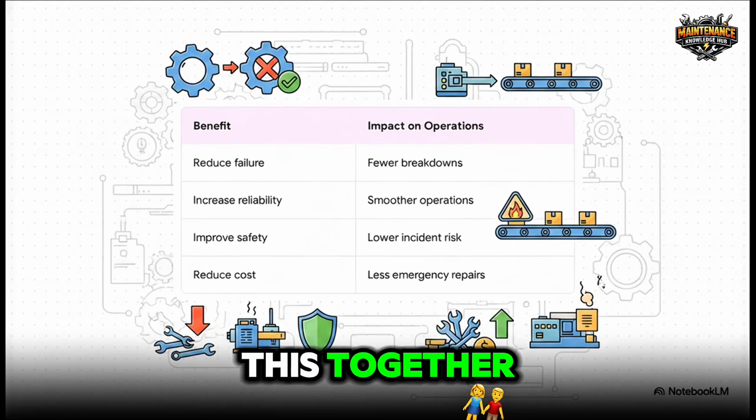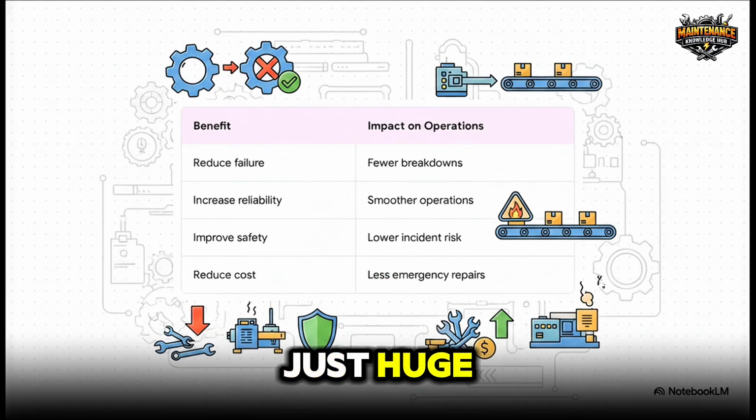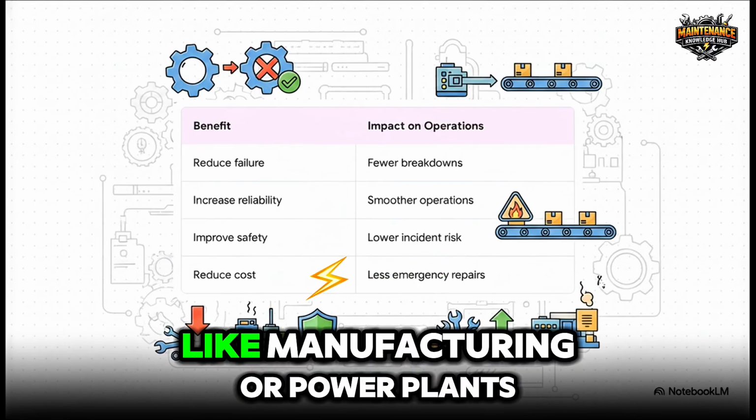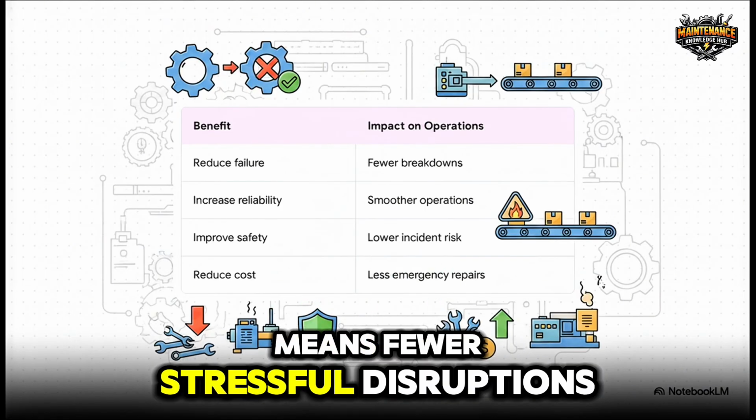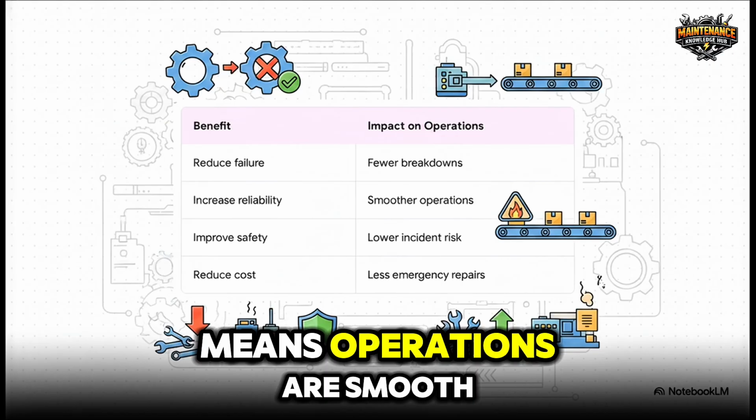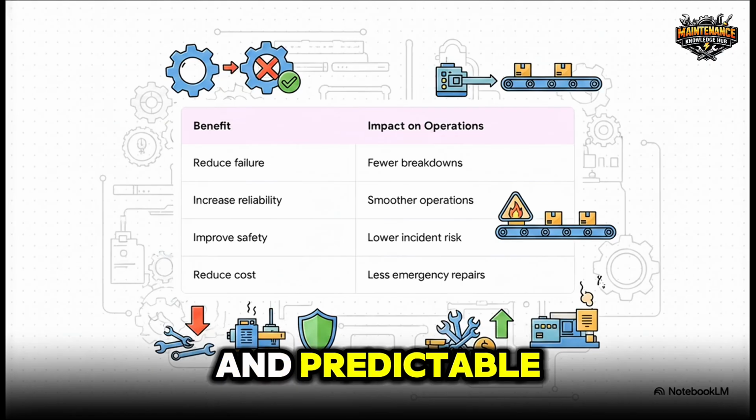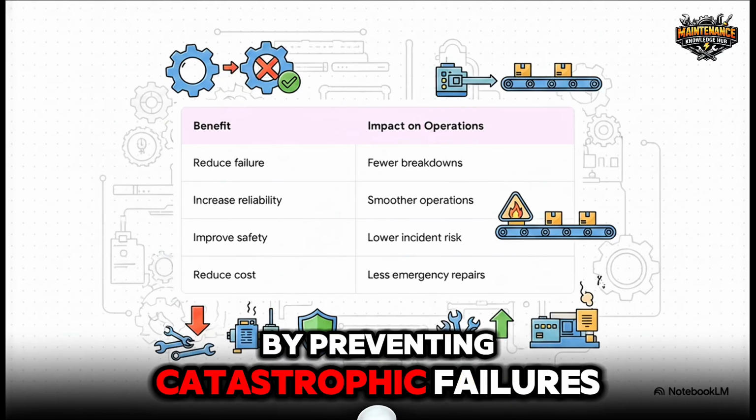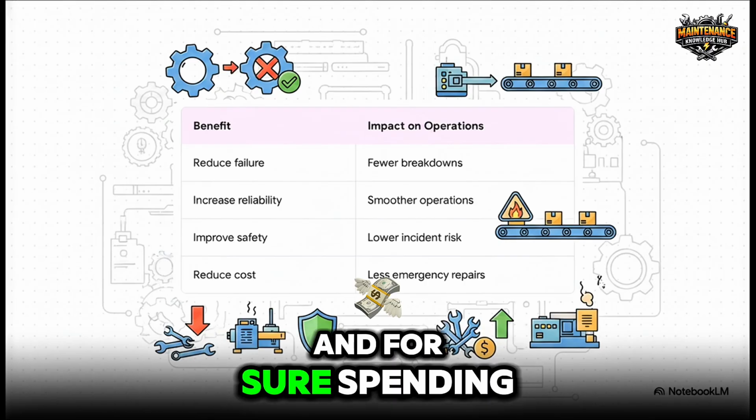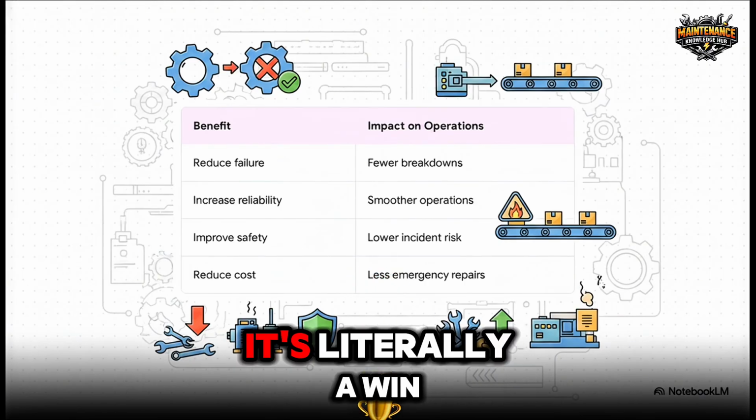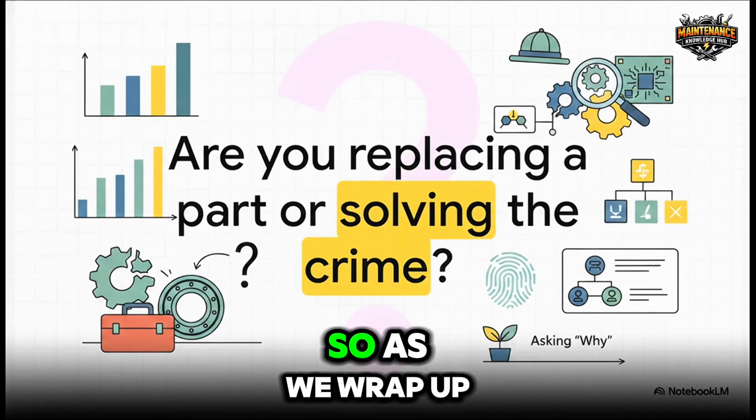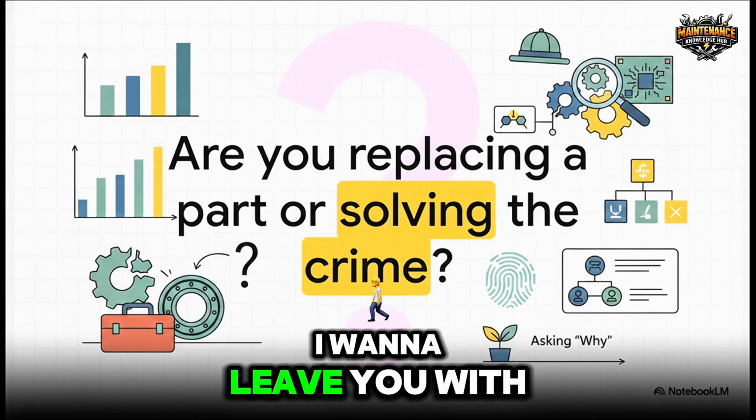When you put all this together, the bottom line impact is just huge, especially for critical stuff like manufacturing or power plants. Less equipment failure means fewer stressful disruptions. Higher reliability means operations are smooth and predictable. It obviously improves safety by preventing catastrophic failures. And, for sure, spending less time on emergency repairs means you are saving a ton of money. It's literally a win-win-win.